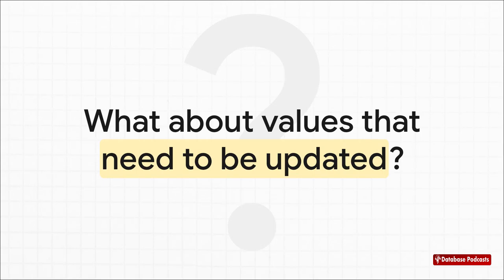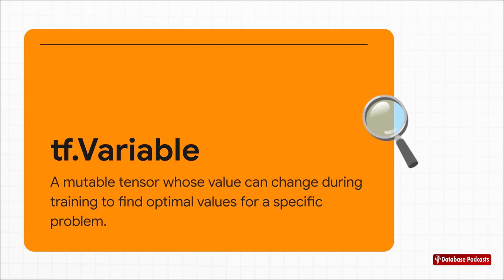Okay, so that's cool for fixed values. But the whole point of machine learning is to learn, right? So what about the values that absolutely need to change during the process, like the weights in a neural network? For that job, TensorFlow gives us the TF.variable. A variable holds a value that is specifically made to be updated. This thing is the real workhorse for holding the state of your model while it's training and getting smarter.